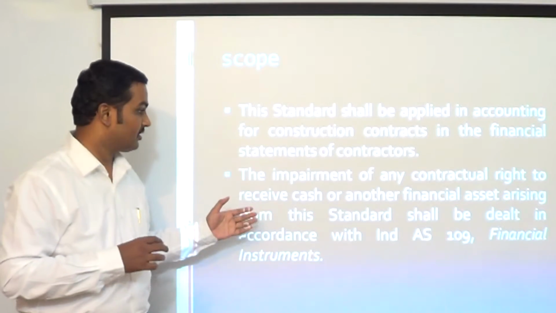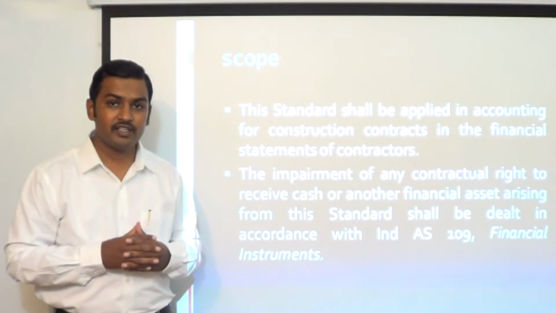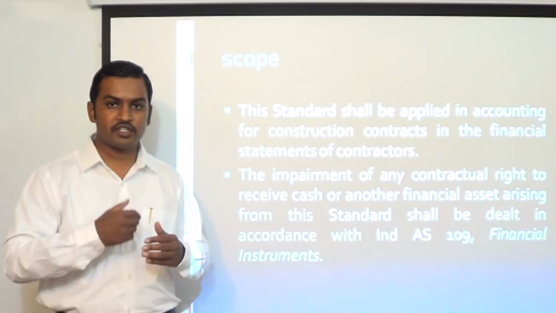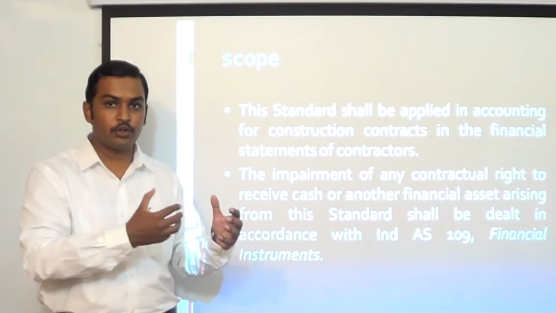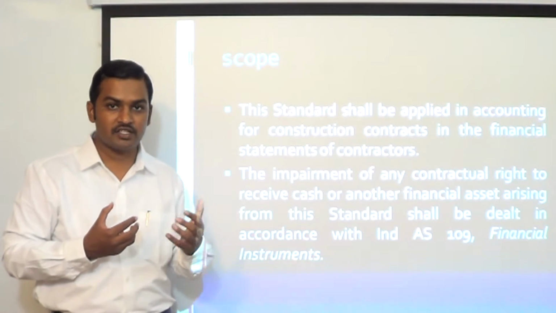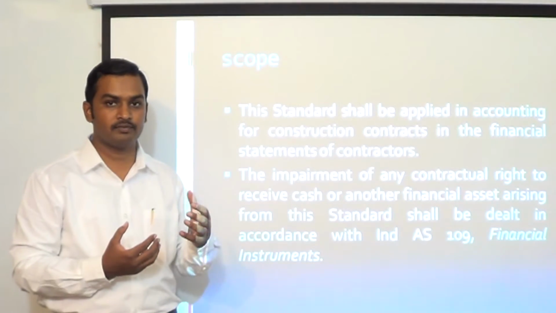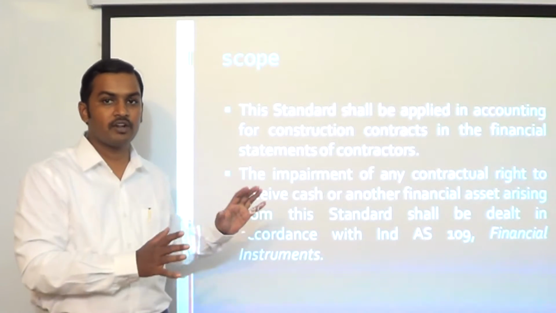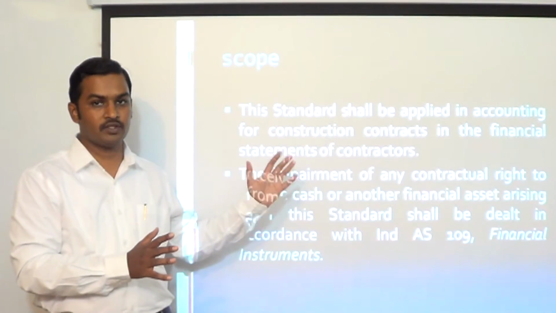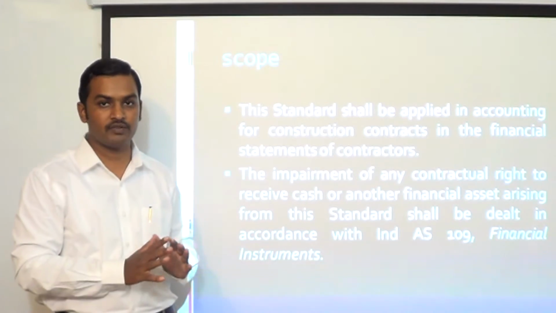Okay. And second, the standard does not deal with, let us say, construction work has been done, we have done some billing on the customer, we have contractual right to receive cash from the customer in exchange for the services provided to him. If there is any impairment of these receivables, such impairment is not covered by the standard, it is covered by Ind AS 109. Okay, so this is not within the scope of the standard.